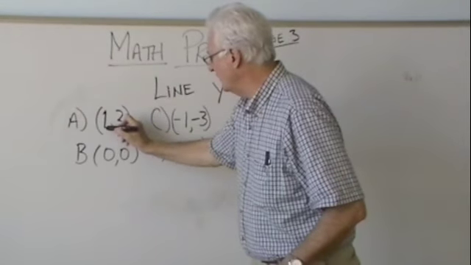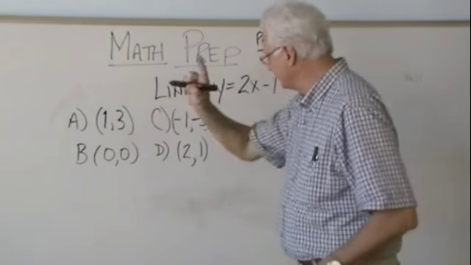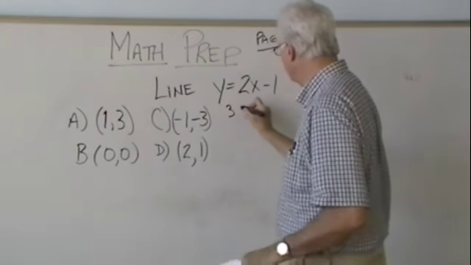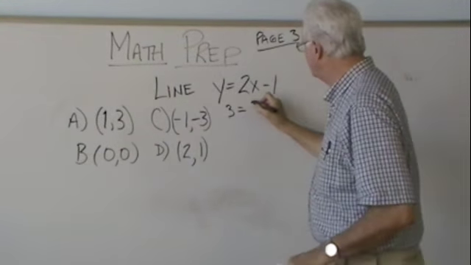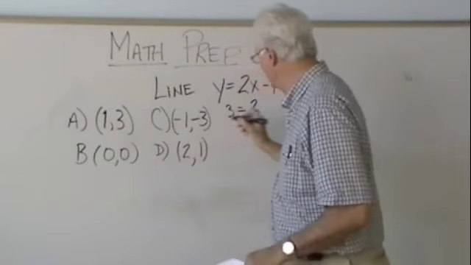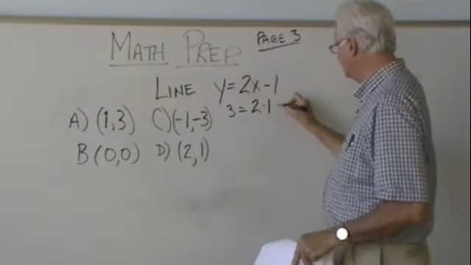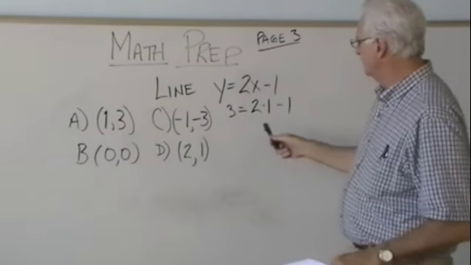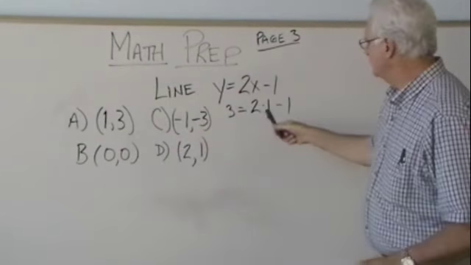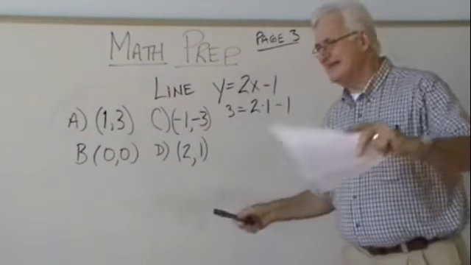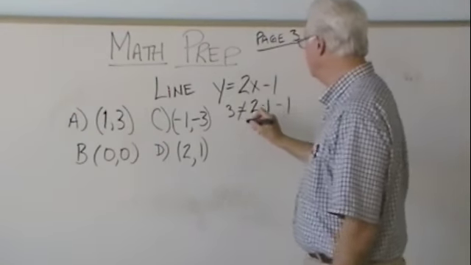If x is 1 and y is 3, here's y. That means 3, the value for y, would equal 2 times 1 minus the 1. Well, 2 times 1 is 2. Does 2 minus 1 equal 3? Not today. So, does not equal.